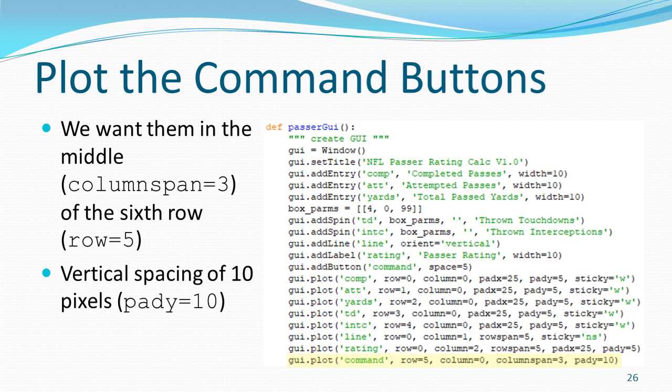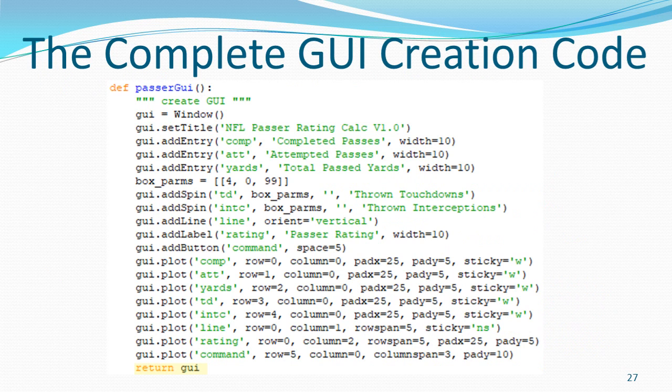We're ready to plot the command buttons. We want them in the middle. So that's why you see column span 3 and row 5. The vertical spacing is going to be 10. And again, we want these in the center. We don't want them stretched out, so that's why you don't see the sticky option. So our last line is return GUI, and you can see here's the complete GUI creation code, and it's all contained in one function, passer GUI.